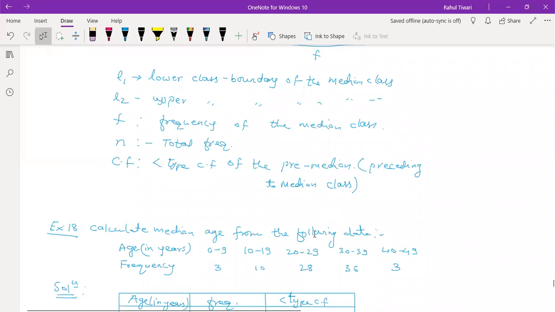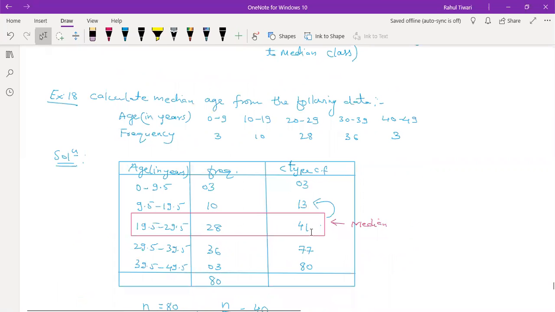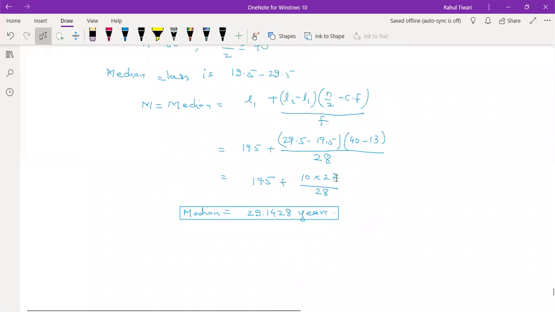So wherever the median class is, above that particular interval is basically your CF value. Whenever your median class is this one, whoever the frequency above it, the less than type CF, that is called the pre-median class. So make sure that whenever you make this triangle, above that will always be your CF, and then you can do the calculation and get the answer.